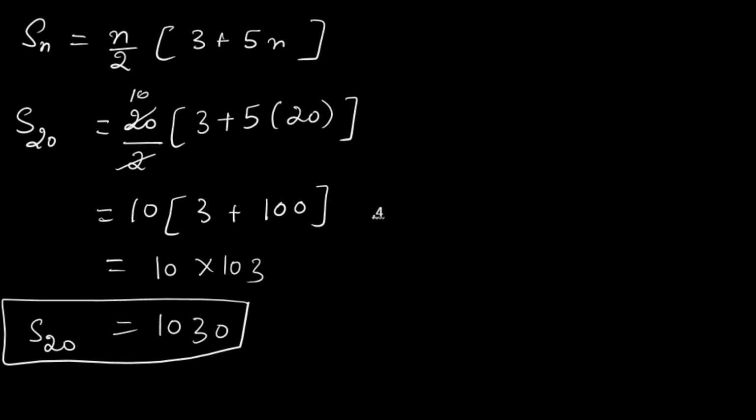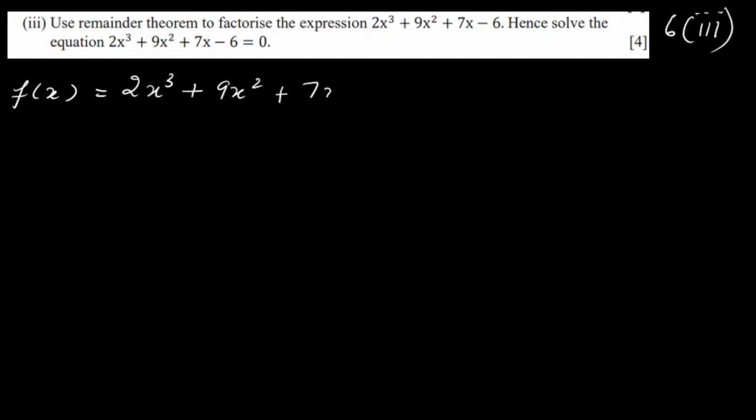Okay, so let's do the next question. Part third of the sixth question. This you can see is a 4 mark question. Use the remainder theorem to factorize the expression. Factorize the expression means f(x) is given to us, one polynomial is given to us. We can write f(x) is equal to 2x cube plus 9x square plus 7x minus 6.